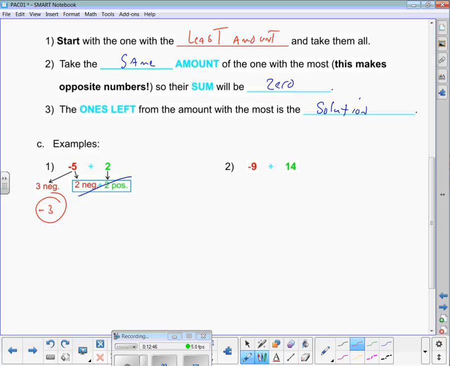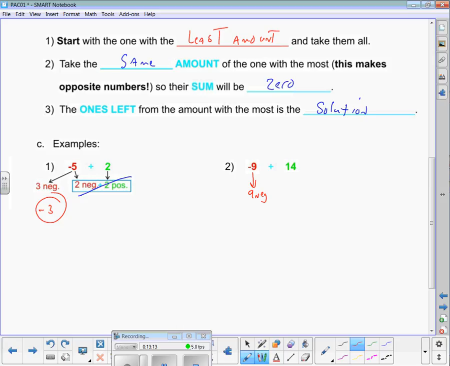Luke? Not yet. That's okay, though. Try, right? You might be right. We'll keep working. Juliana? Okay, take all of the one with the least, so I'm going to take all 9 negatives. And I write 9 NEG, right? They're 9 negatives. I'm taking them all.